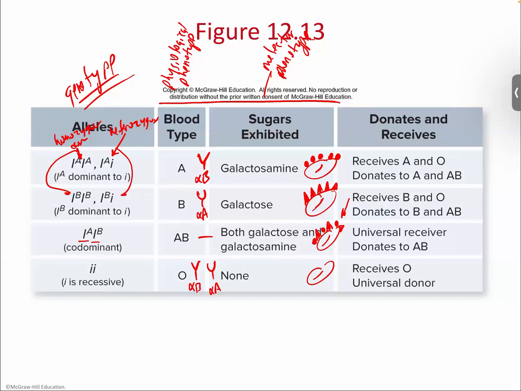But so it's equal, and that's the example of codominance. And then, of course, your recessive has to have two recessive alleles. So that's your homozygous recessive.